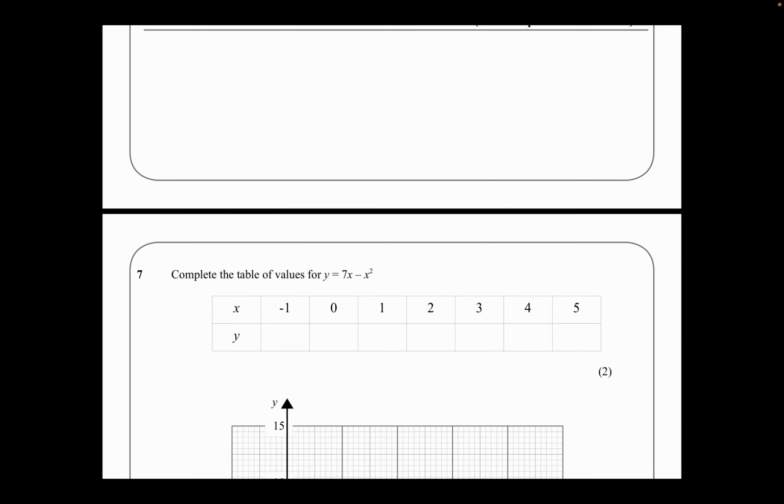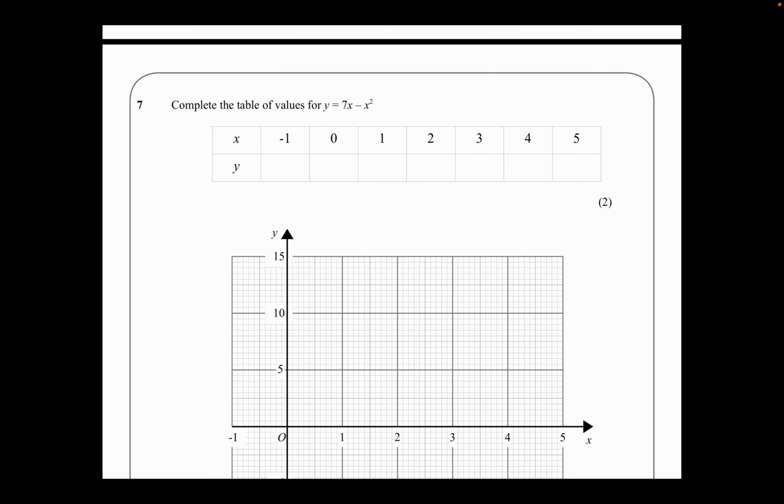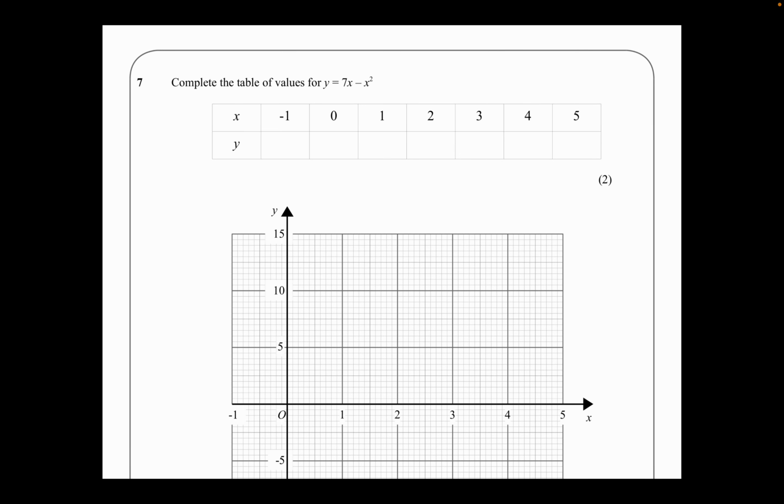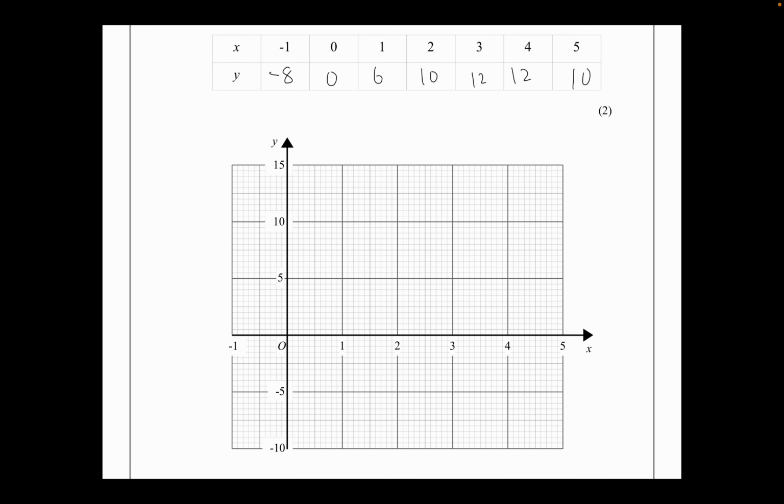Now question number 7, this is the final question. Here when you substitute all the points, you should be getting -8, 0, 6, 10, 12, 12, and 10. Now we're going to plot the points. -1, 8. So it's roughly how many squares? 1, 2, 3, 4, 5, 6 squares.